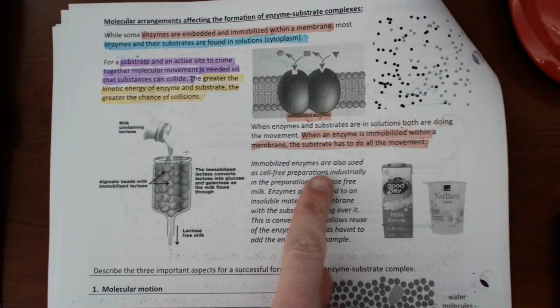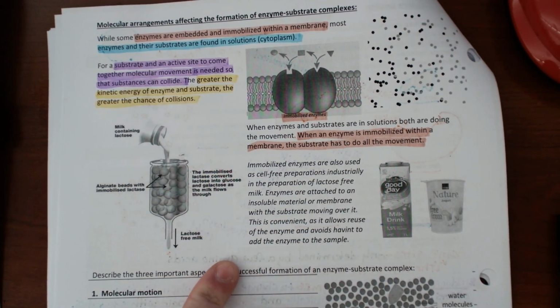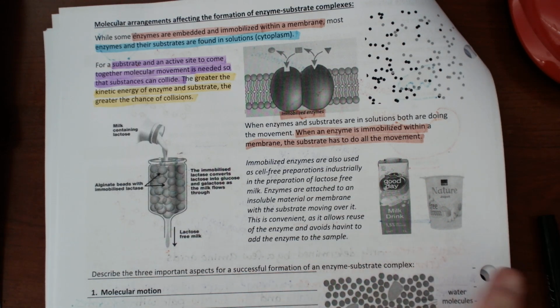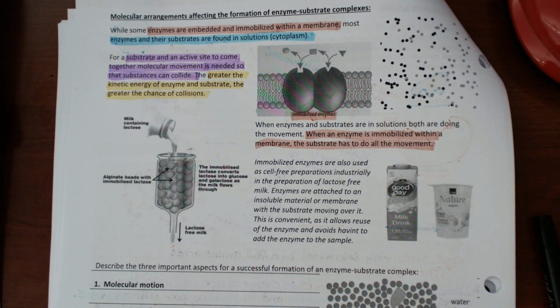And then here's just a fun example of how immobilized enzymes are used in milk. They're attached to an insoluble material or membrane. That way it's convenient to be able to reuse the enzyme and not have to have it be in the food.